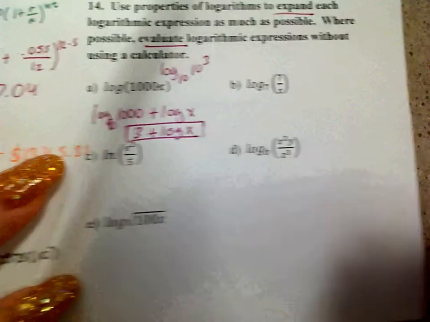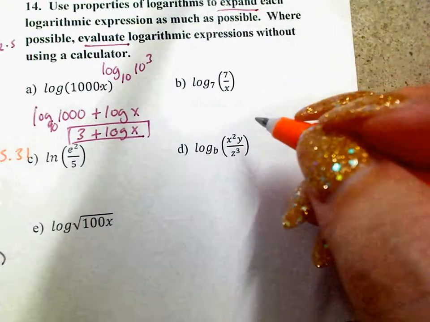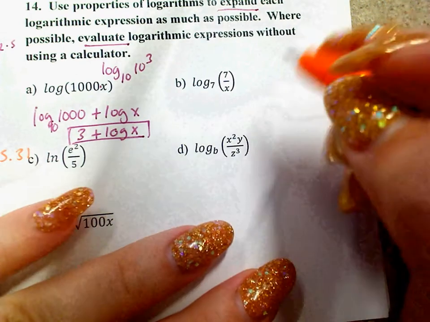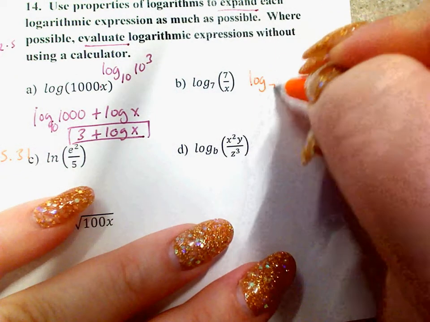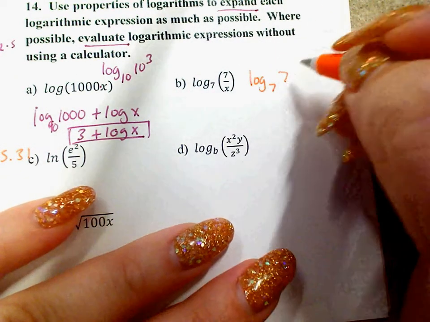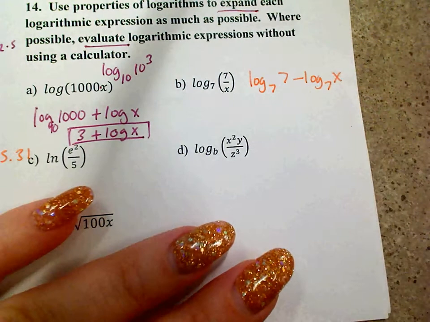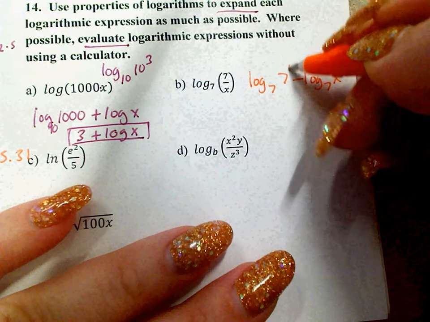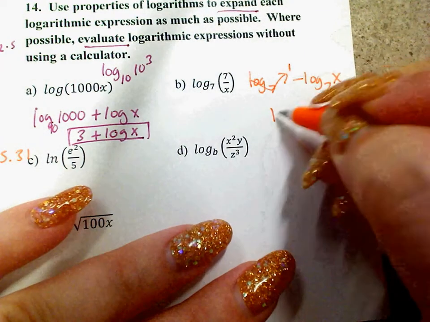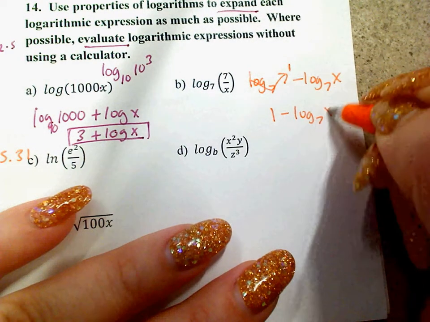On part B, when you've got division on the interior, how do you separate them? With subtraction. So minus log base 7 of x. Now log base 7 of 7 is what? 1. So 1 minus log base 7 of x would be the answer you would be finding.